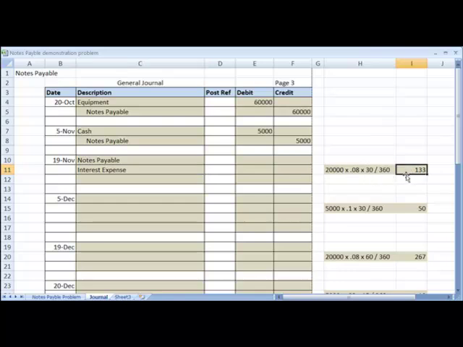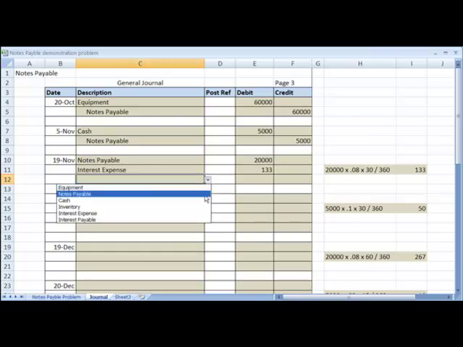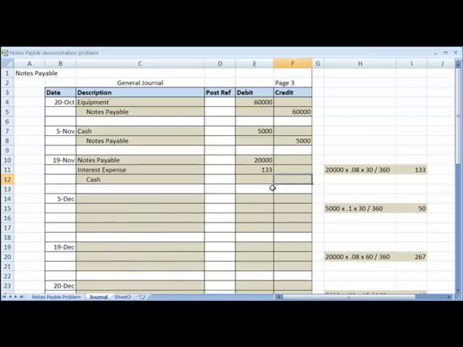If we do that math, you'll get some fractions involved here, but we'll round them to the nearest dollar. So $133 is our interest. Our note payable was for $20,000, and then we're actually going to pay this cash credit for $20,133.